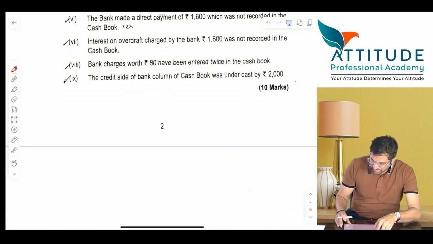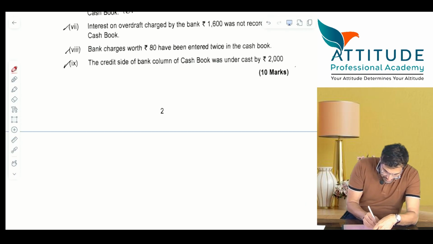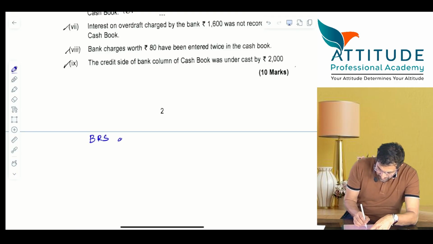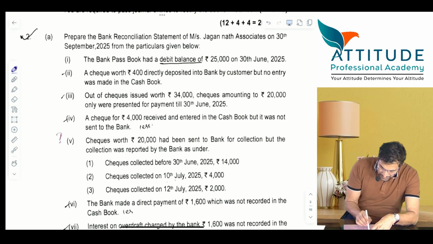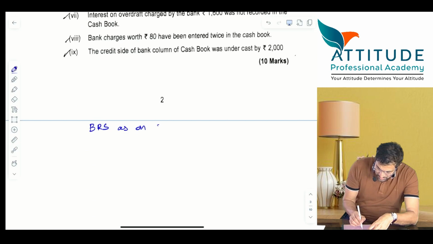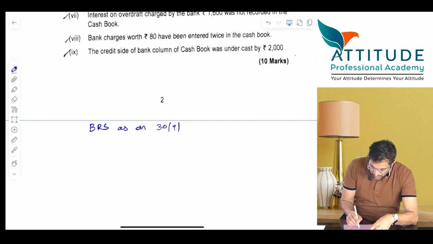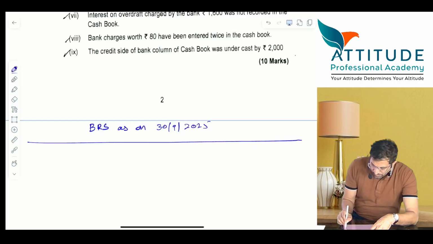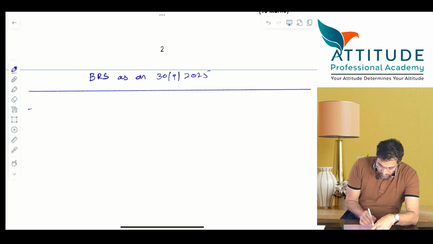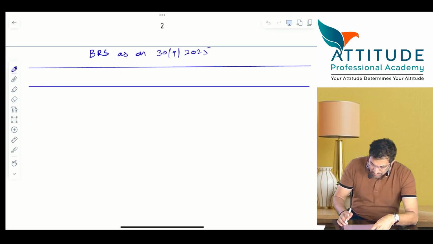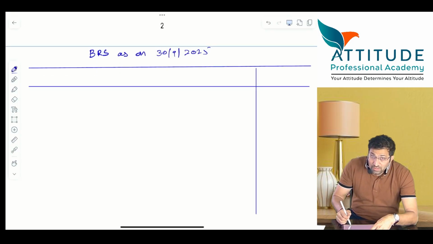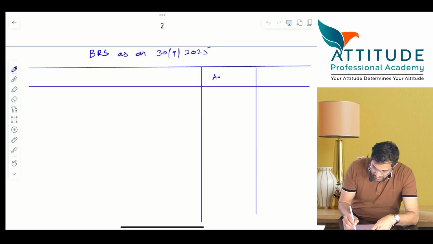Okay, this one I have to do here, guys. Right there, BRS, bank reconciliation statement as on. Now read the question. Prepare the bank reconciliation statement of Jagannath Associates on 30th September 2025 from the following particulars. I have taught you all with 2 columns or single column? Plus and minus, no? Add, which is plus, less, which is minus.